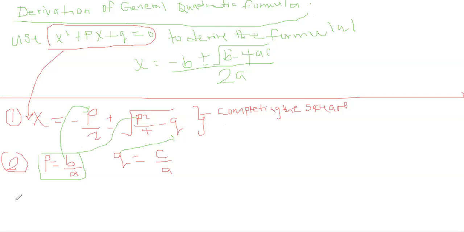So you realize that our step 3 will be x equals to, if we said p, it will remind us what is p. p is b over a, over 2, plus or minus, in square root, p, and our p is b over a, raised to the power of 2 or squared, all over 4, minus q, which is c over a.